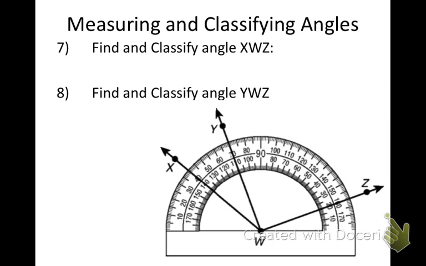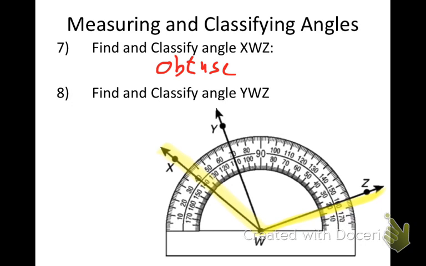Sometimes we also have to classify angles with a protractor. Does anybody know what a protractor is? They're used to measure angles. It asks us to find and classify angle XWZ. So I have angle XWZ here. If you look at it here, how would you classify that, Caden? What type of angle would you say that is? That'd be obtuse.